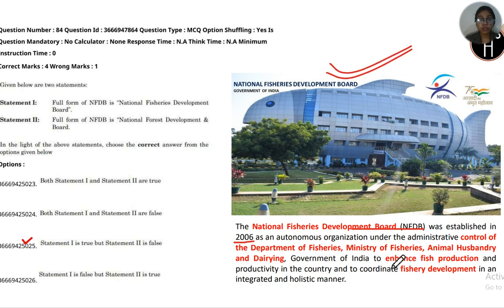So what was the aim? To enhance fish production. This board was set up by the Department of Fisheries, Ministry of Fisheries, Animal Husbandry and Dairy, by the Government of India. Its aim was to enhance fish production and productivity in the country and to coordinate fishery development. So it was overall for fish production and its development, and the full form is National Fisheries Development Board.